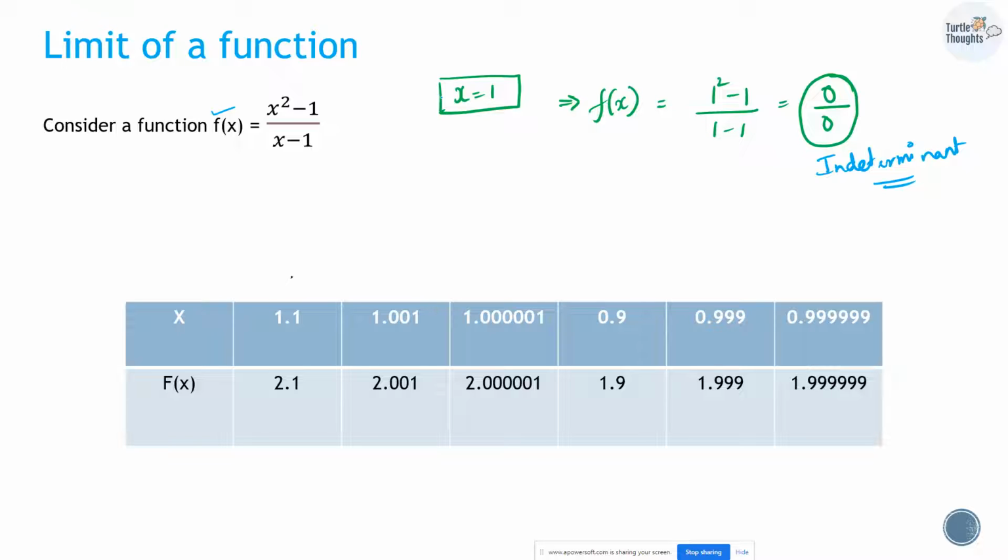So what I am going to do is take all the values of x which are close to 1 but not exactly 1. X I have taken as 1.1, 1.001, 1.00001, 0.9, 0.99, 0.9999, and so on. Basically, I have considered a few numbers which are not equal to 1 but are nearing 1. When I substitute the same thing, I get the value of f of x as 2.1, 2.001, 2.0001, 1.9, 1.99, 1.9999, and so on.